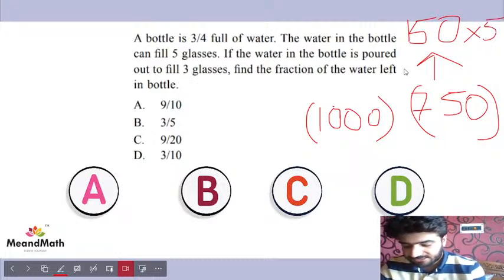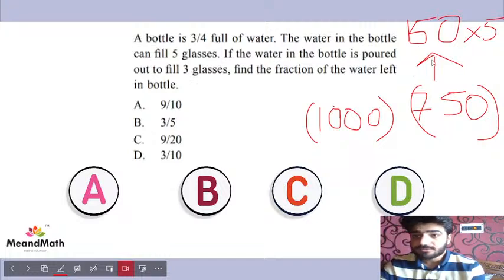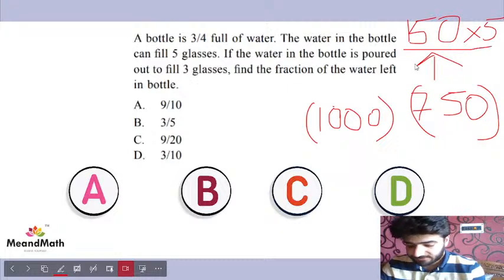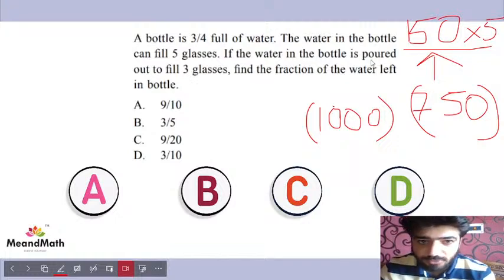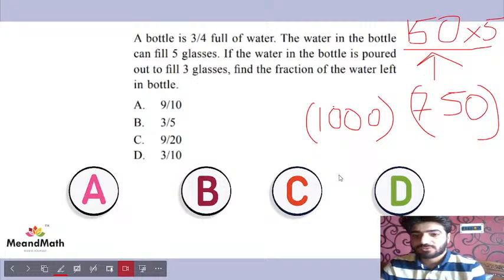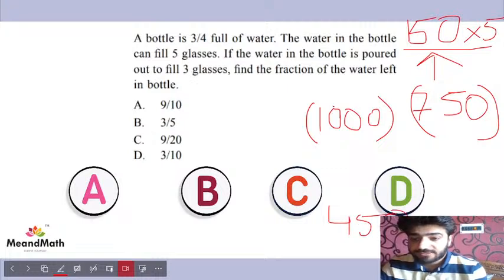Banishka says C, Viraj says B, Divyanshi says B. So 150 into 5 will be 750. So that will be the total quantity of water which can be filled. But if the water in the bottle is poured out to fill 3 glasses only, that will be 150 into 3, isn't it? That will be 450 ml. So 450 ml have been poured from the bottle.